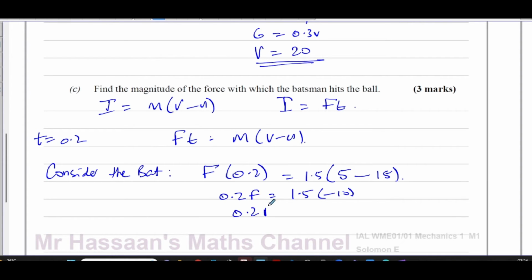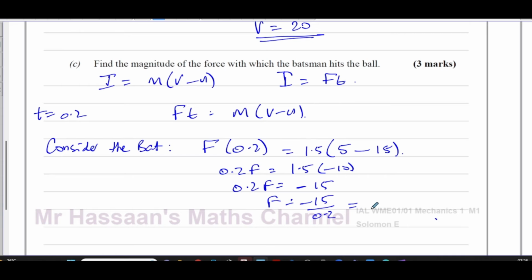So 0.2 times F is equal to minus 15. So F is equal to minus 15 divided by 0.2. That's minus 15 times 5, which is minus 75 newtons.